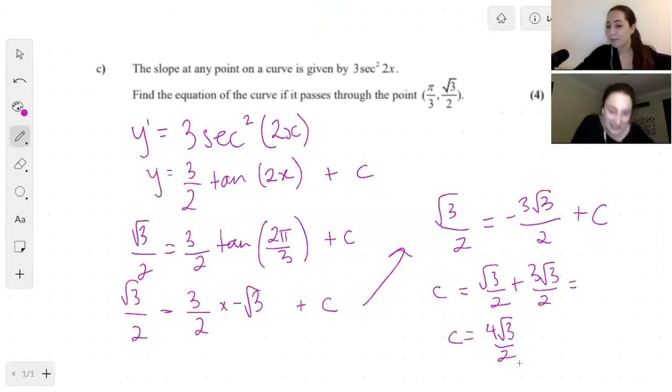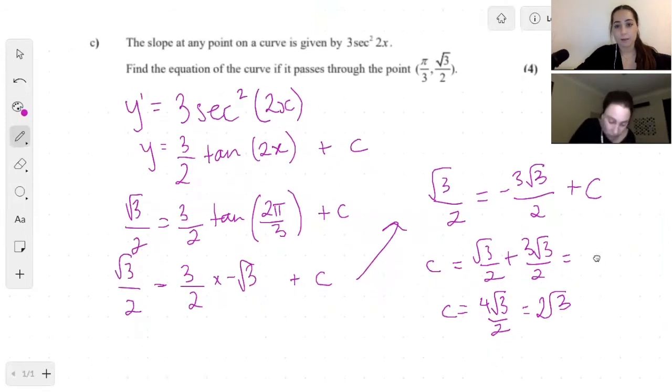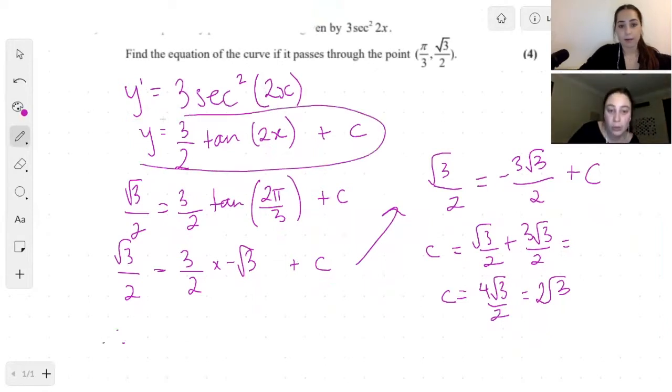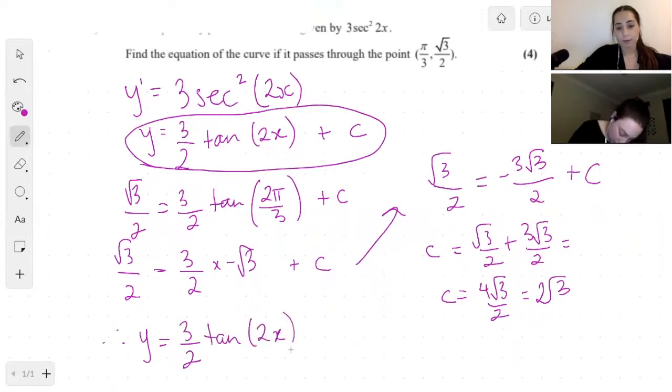Can you simplify 4 root 3 on 2? Yes, you can. What does it become? 2 root 3. Good. So c is 2 root 3. So therefore, what did we work out? We were finding the equation. So 3 on 2 tan 2x plus 2 root 3. Good stuff. Perfect.